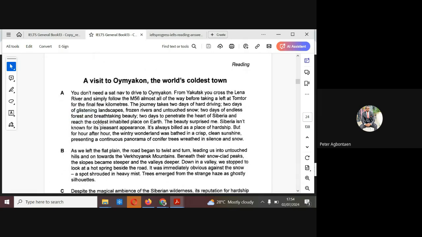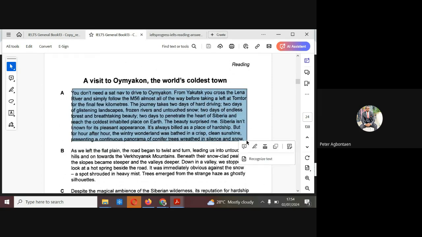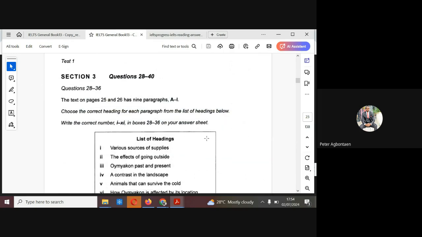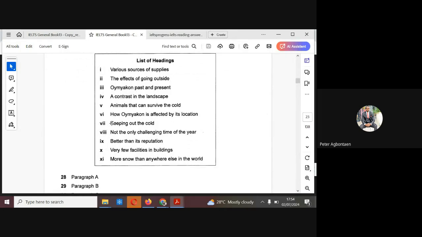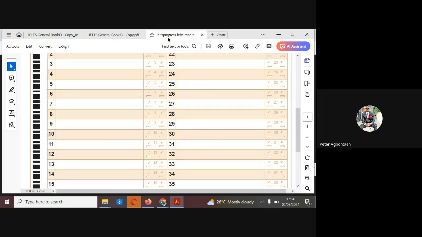So you read paragraph A, but when you read paragraph A, you want to understand what the main idea of paragraph A is. After pinpointing the main idea, you come to the list of headings and choose a match. Let's assume that after reading paragraph A, you realize that it is dealing with keeping out the code. Keeping out the code is Roman figure 7. So all you have to do is write VII against number 28 in your answer sheet.